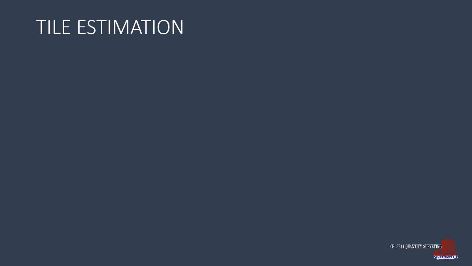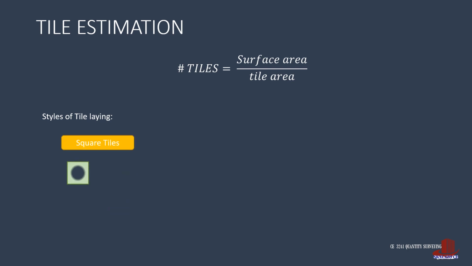Since tiles are placed on the surface, it uses area for its estimation. The general formula for estimating tiles is the surface area requiring tiles over the area of an individual tile. Moreover, there are many approaches of laying out tiles. The three most common are as follows.